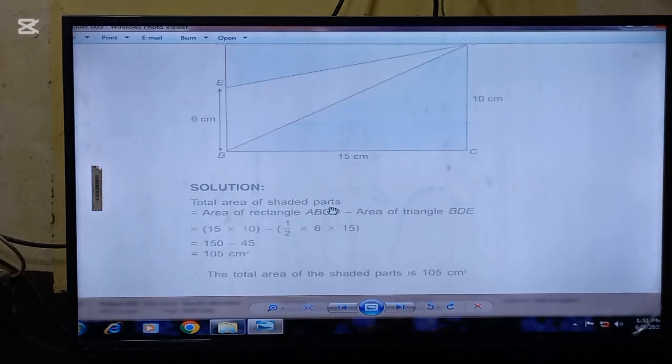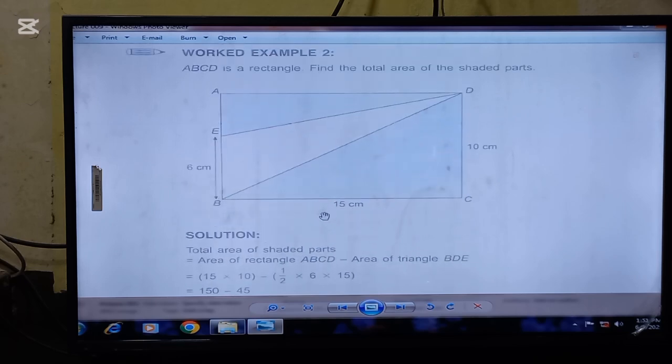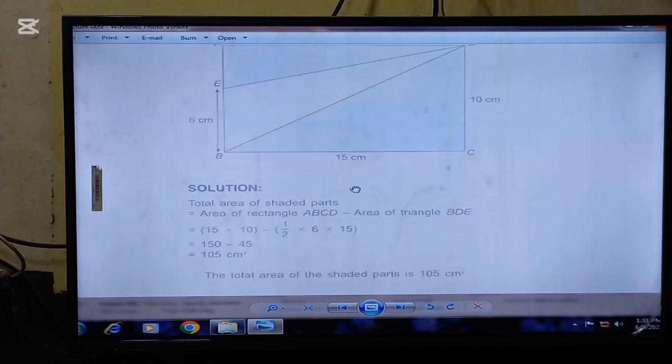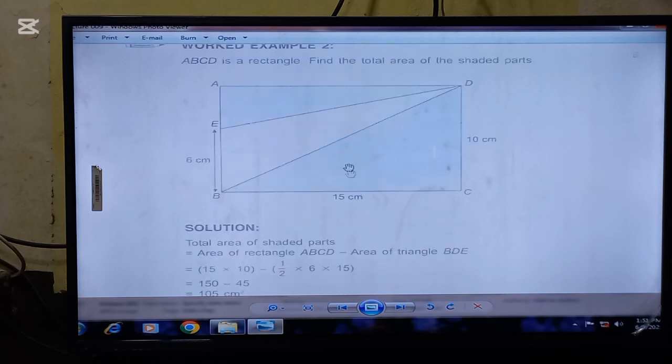The total area of the shaded part is equal to the area of the rectangle ABCD. Okay, this is another method. He has pointed out the area of the total rectangle. So you know the area of the rectangle is length into width. So length is 15 and width is 10. So here is the area of the rectangle. And from this, he has subtracted the area of the unshaded part. That is a triangle. So if this is base, this 15 will be the height. So 1 by 2 into 6 into 15.